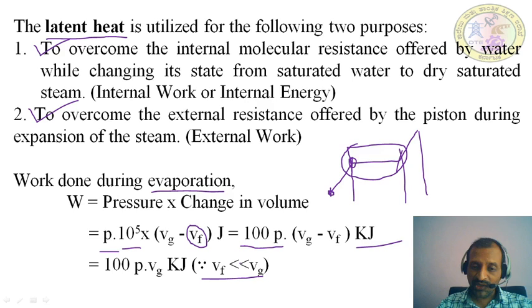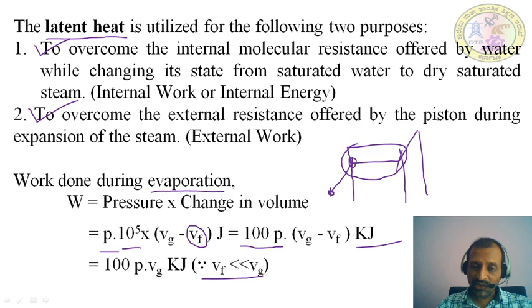Then next you will see what is the internal latent heat. Internal latent heat means the same thing I told here, something like this drawing. So this is the latent heat. What do you mean by internal latent heat? The heat hidden or heat stored during this process from this point to this point. Whatever the amount of heat stored here, we call it the internal latent heat. Internal latent heat is the fraction of latent heat of vaporization which is utilized to overcome the internal molecular resistance offered by water while changing its phase from liquid to vapor.